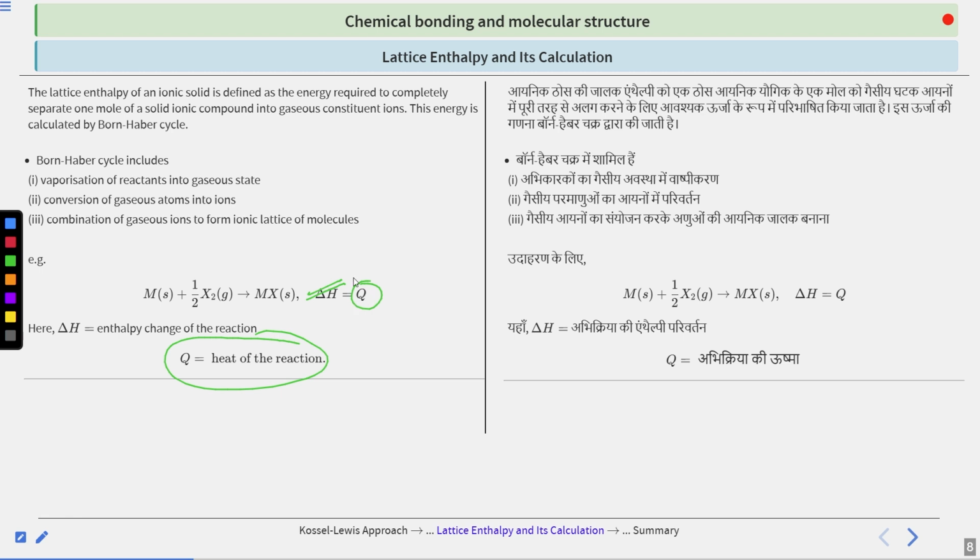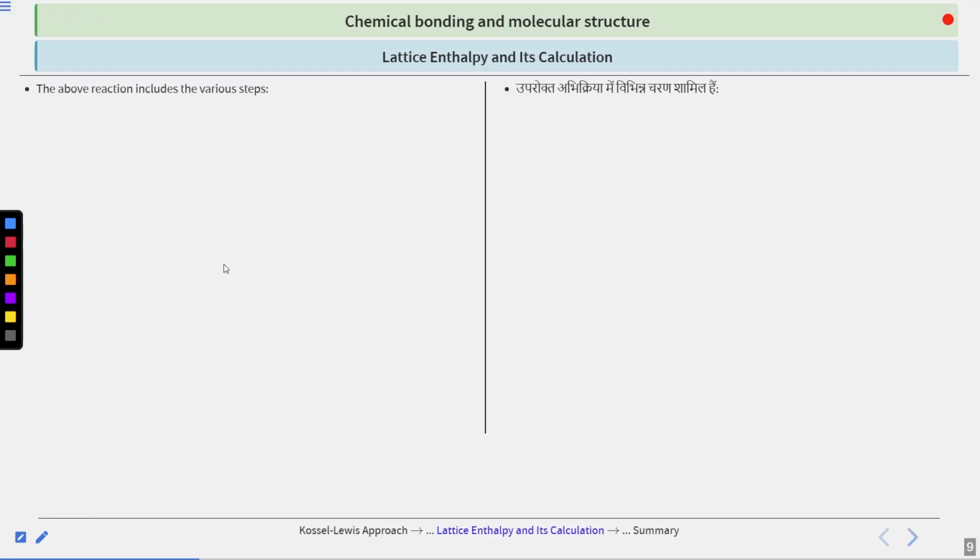So you have seen these things in thermodynamics. Now, next, let us go into detail of all this. So how can we do this? The above reaction we have seen can be done in multiple steps. First is the conversion of the M solid, that is the metal solid, into gaseous, and this is called sublimation. So in this case, your energy, that is the enthalpy change, is equal to the sublimation energy.